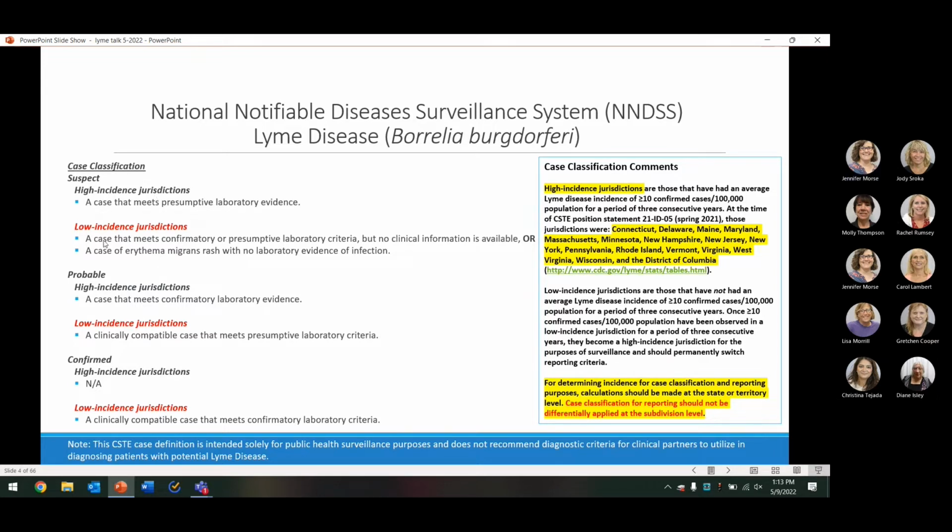And a suspect case for a low incidence jurisdiction, they have any kind of lab test positive, but you don't have any clinical information available, or they had clinically diagnosed erythema migrans, but there was no lab testing done. So that's how the diagnostic criteria works for our case counting. So it's good to pull those up and kind of work your way through the information that you have.